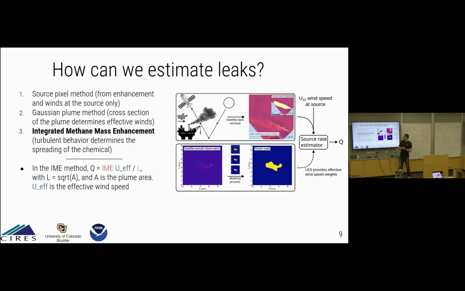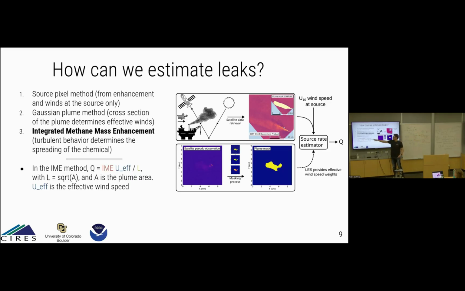And then the third, which is what we're going to talk about here today, is the integrated methane mass enhancement, which is you simulate some turbulence effects in the atmosphere. You have an artificial leak, a synthetic experiment that you simulate, and then you can develop a method that will be able to backtrack how much methane was being emitted at the source from your turbulence measurements.